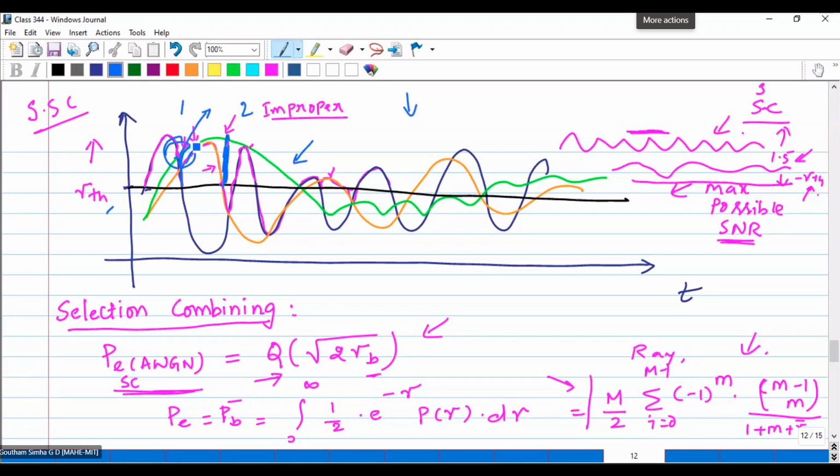Now, the crux of the problem in switch and stay combining is, as long as you have gamma threshold in your control, just don't switch. If it is going below the gamma threshold, if you have any other alternative branch which is available at that particular instant while following the same branch, if you have any other alternative approach which can give you a better SNR, switch it. That's all.